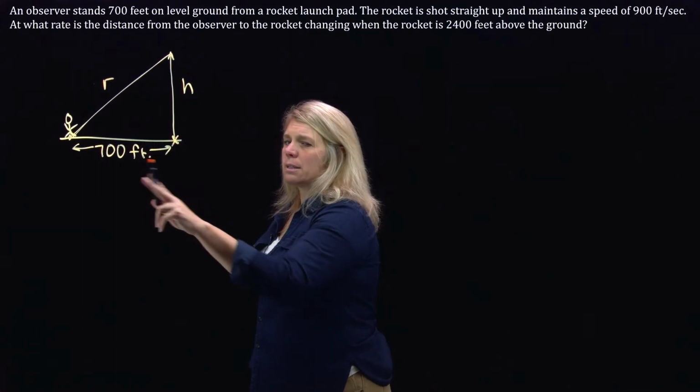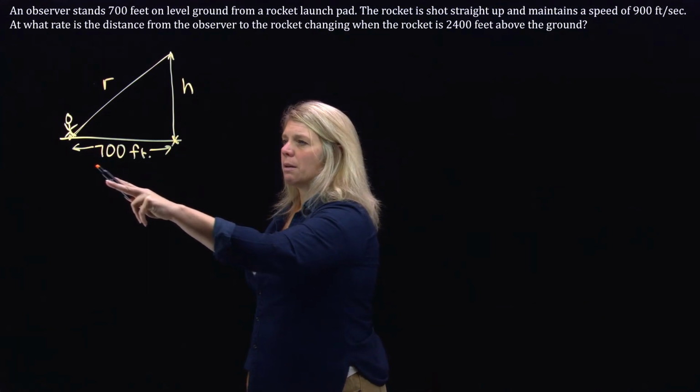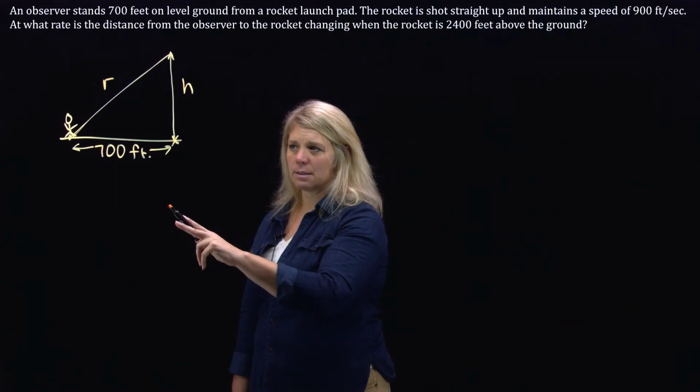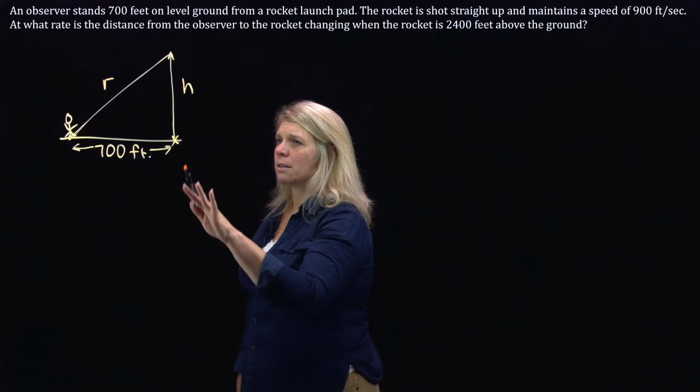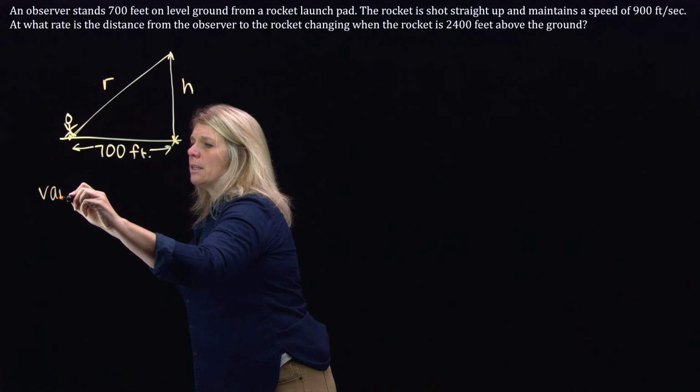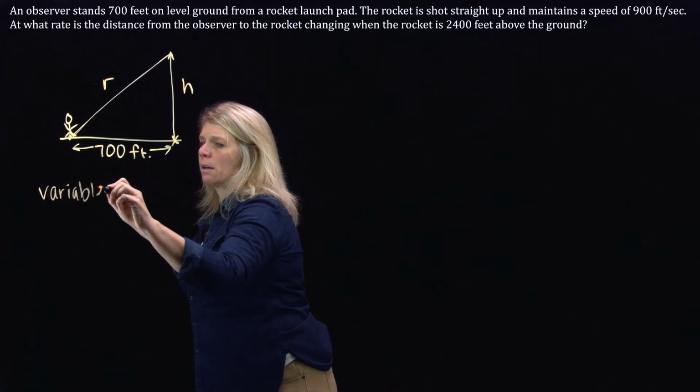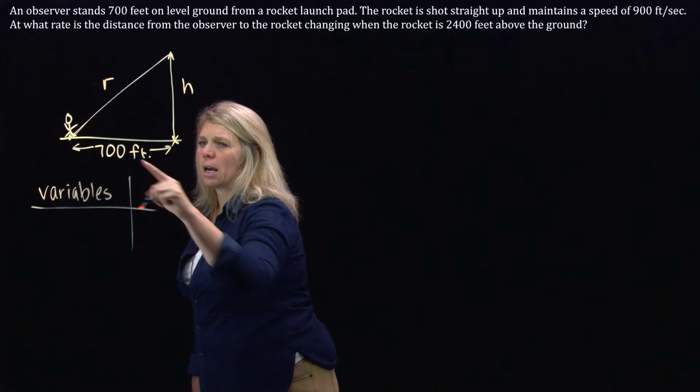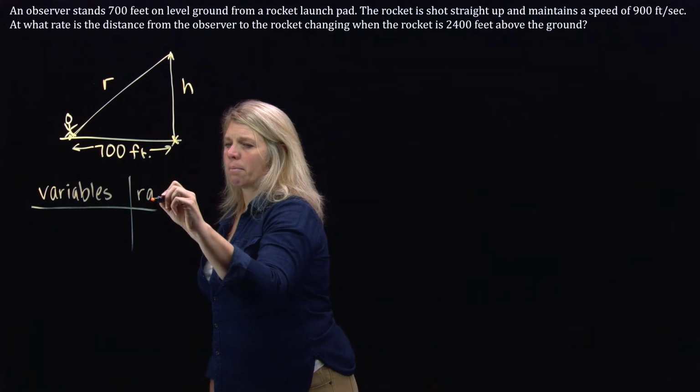Okay, so one important distinction between this problem and other problems is that we have a fixed distance here. So we have some distances that are changing, but we also have a fixed distance here. So when I list my variables and rates of change, I'm not going to include this in that.